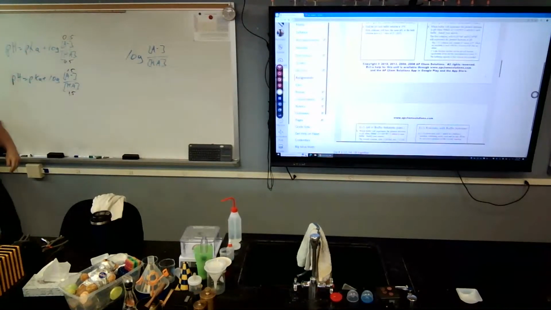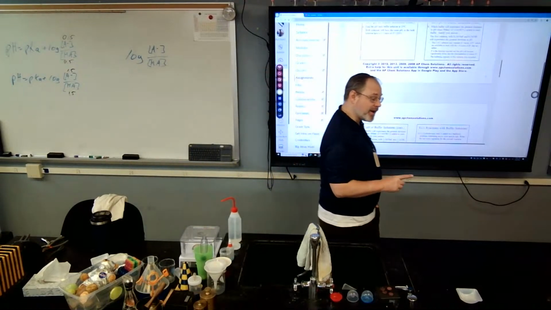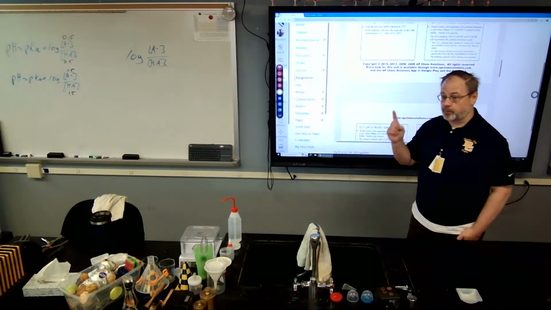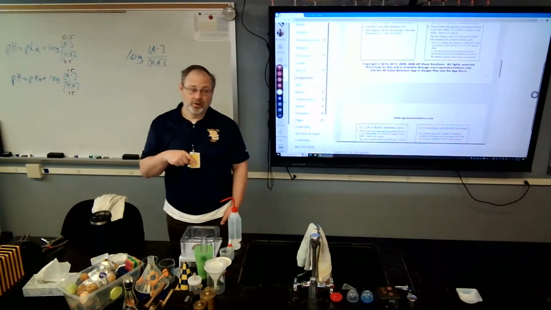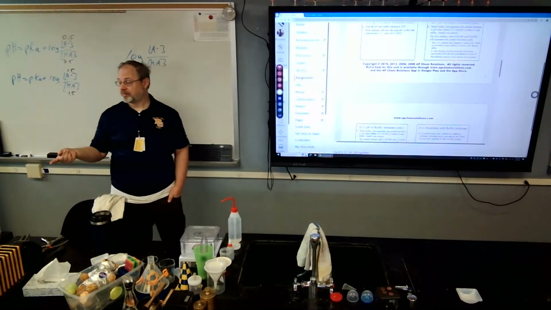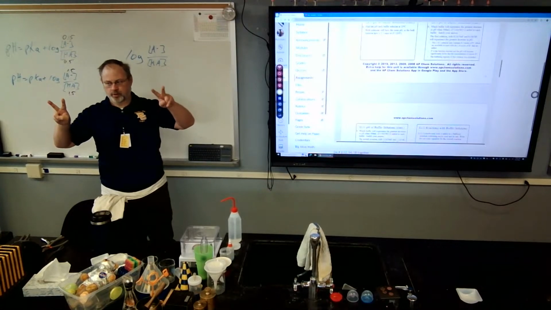So they will have the same initial pH, but the more concentrated buffer will be able to absorb more protons or release more protons. Therefore, it will have a larger buffer capacity.